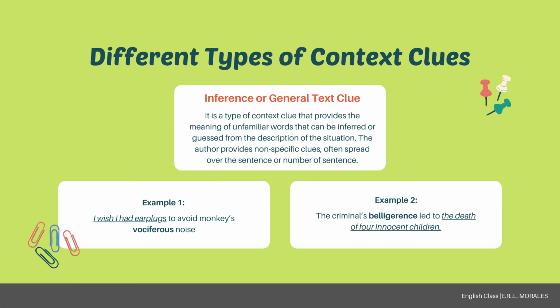Next, example number 2. The criminals' belligerence led to the death of the 4 innocent children. So you can infer with the situation or guess the meaning of the word belligerence. So belligerence means it's aggressive, how aggressive a person can be, or the behavior of the person that led to the death of the 4 innocent children.